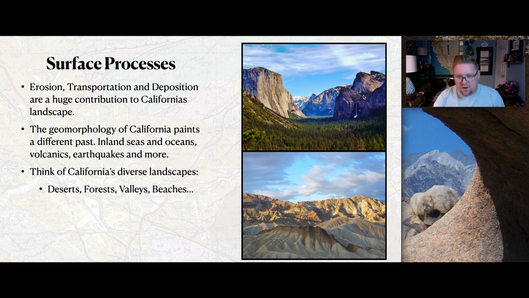Look at this waterfall here carving away at that granite. Beautiful landscapes. That's what we call geomorphology. Geo meaning earth, morph is change, and ology is to study. Studying how the earth changes paints a different past and future for what we observe, especially when it comes to the inland seas and ocean, volcanics, earthquakes, and more.